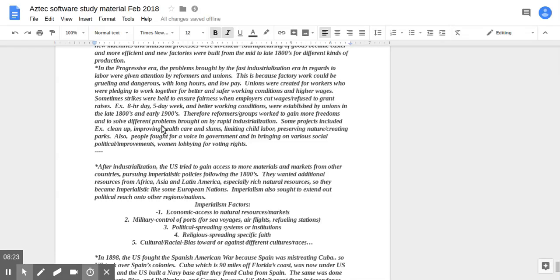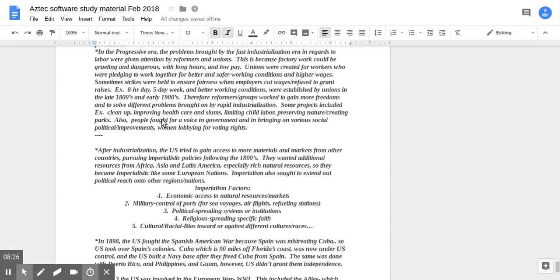Therefore, reformers and groups worked to gain more freedoms and to solve different problems brought on by rapid industrialization. Some projects included cleanup and improving healthcare and slums, limiting child labor, preserving nature, creating parks. Also, people fought for a voice in government and in bringing on various social and political improvements. Women lobbying for voting rights.